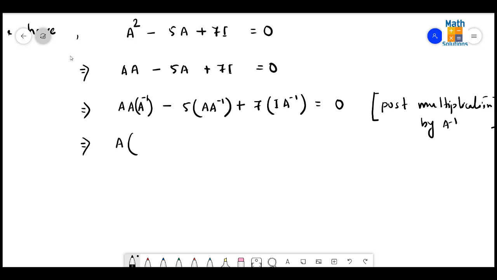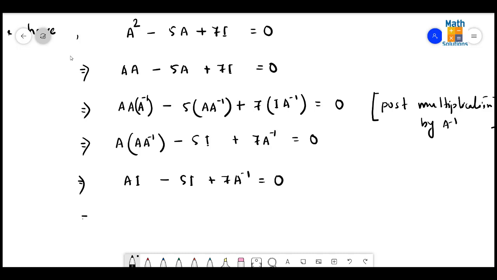So here I get A inverse minus 5 into I, plus 7 I into A inverse, which is A inverse only, that is equal to a null matrix. So here I find A into A inverse, and this will ultimately give us the result of I only. 5 I plus 7 A inverse equal to a null matrix.